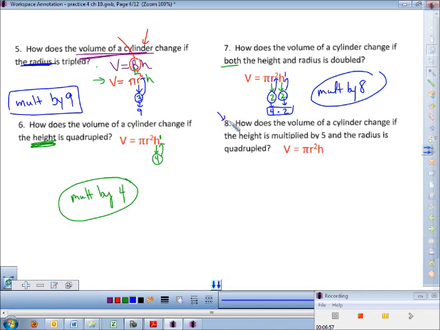Let's try number 8 now. How does the volume of a cylinder change if the height is multiplied by 5?